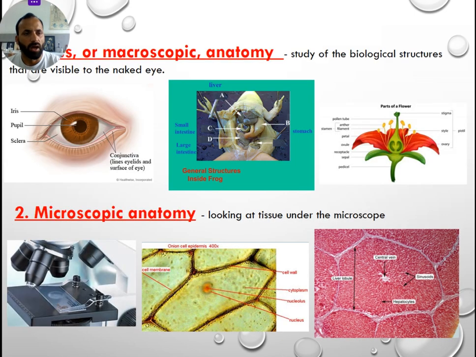So, branches of anatomy. You have gross anatomy, or macroscopic anatomy, where you study with your naked eyes without using any type of aid. When you use an aid to study the anatomy, it becomes a different type of anatomy. You call it microscopic anatomy, like when you use the microscope to study the anatomy.